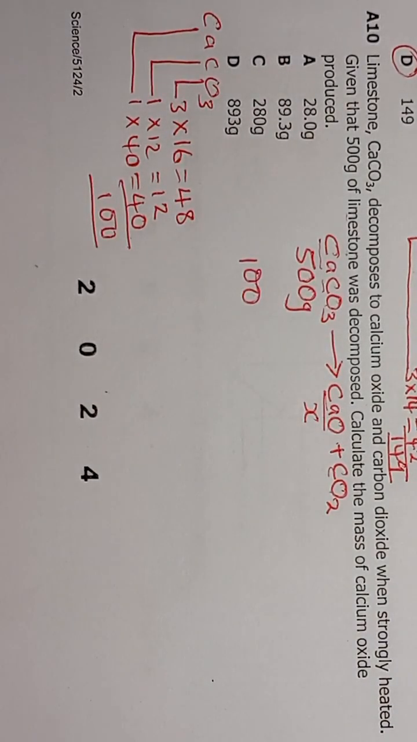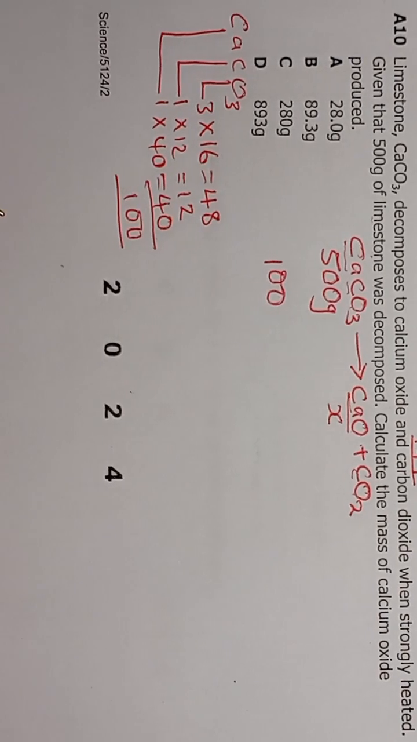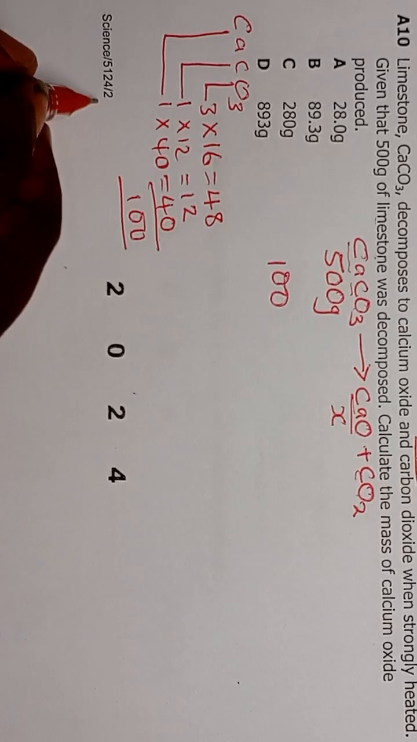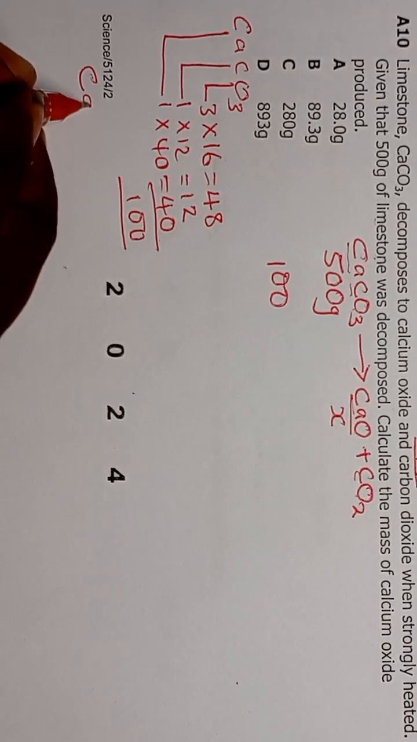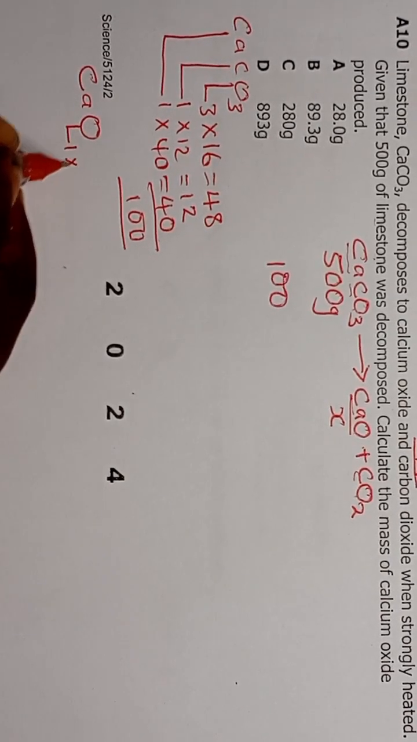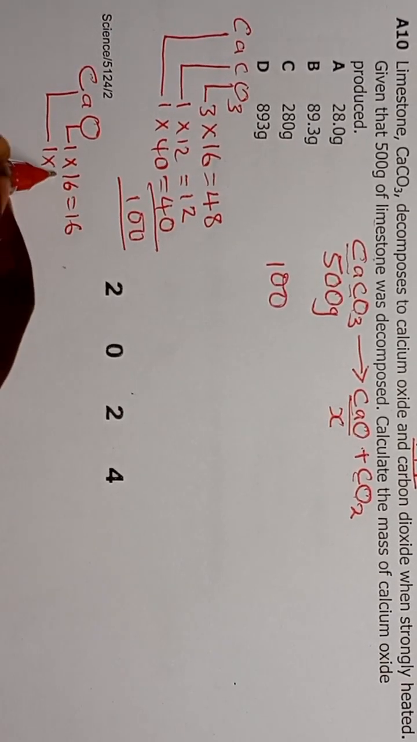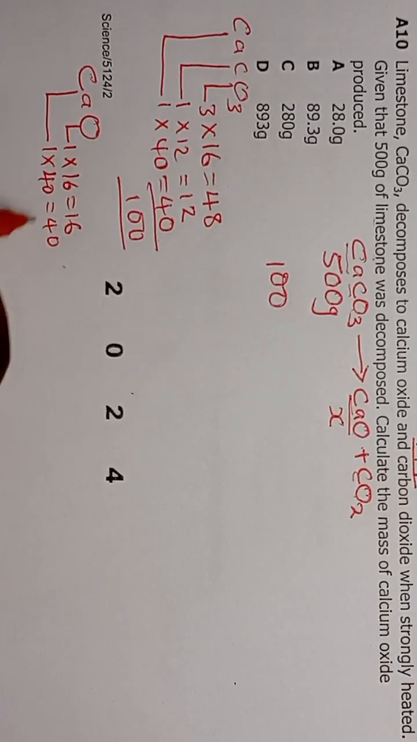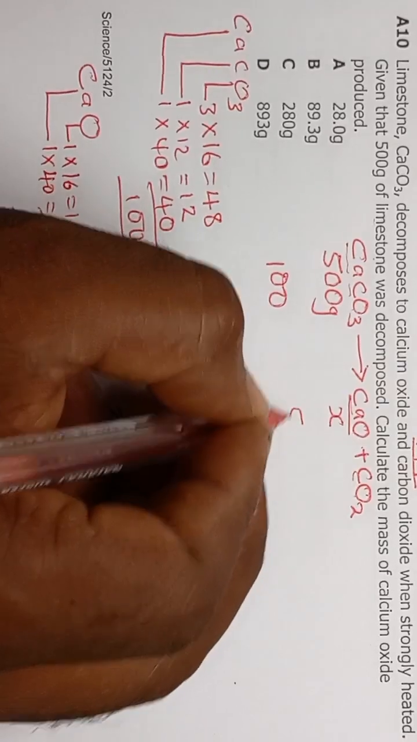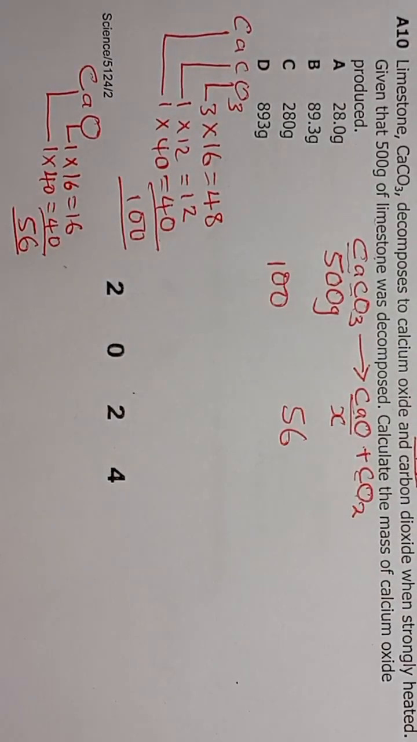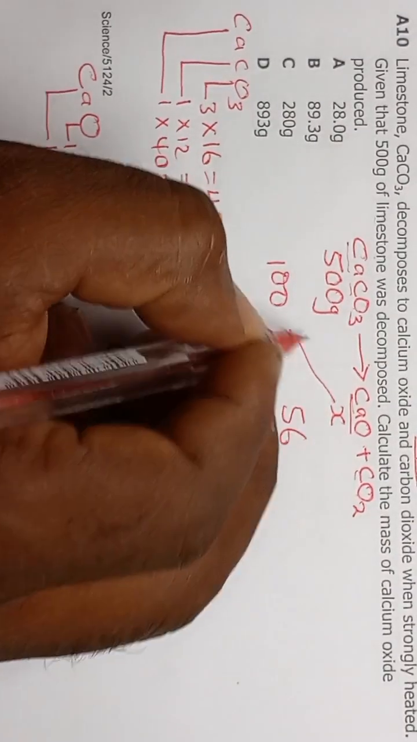Then I also find the relative formula mass of calcium oxide. So we have 1 times 16 is 16, 1 times 40 it is 40. When we add, we are going to have 56. So that is 56. So from there now, you can cross multiply.